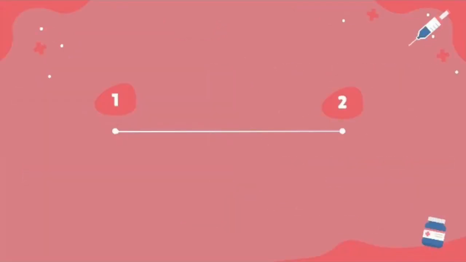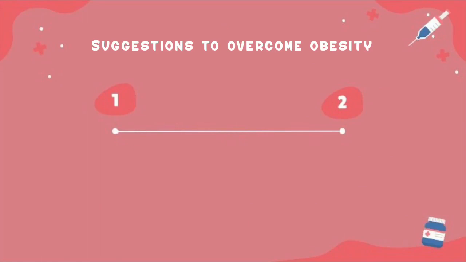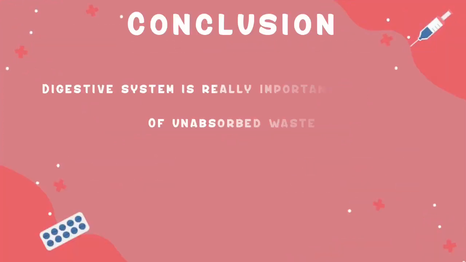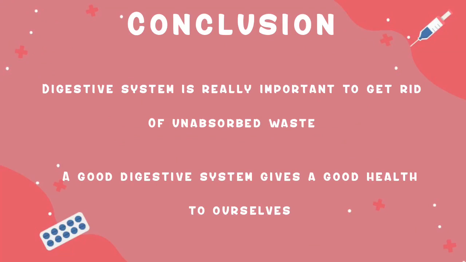Hence, there are some suggestions from us to overcome obesity, such as exercising 3 times a week. Also, they can adopt a balanced diet. For example, they can practice this diet according to the food pyramid. As the conclusion, this digestive system is really important to rid of unabsorbed waste. So, it is clear here that a good digestive system gives good health to ourselves.